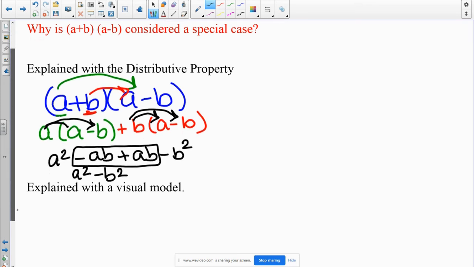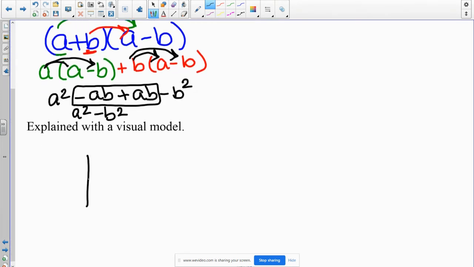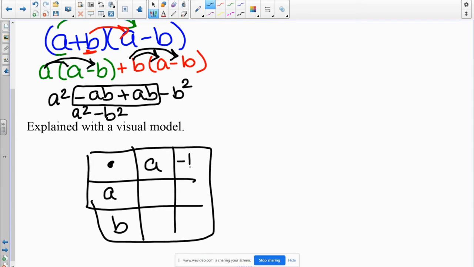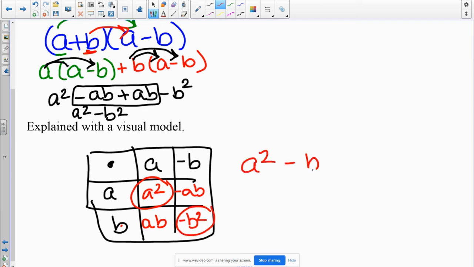Okay, let's look at that with the area model for my visual learners. So make a quick table here. Sorry, it's sloppy. We get a and a positive b here. We get a and a negative b here. So a times a is a squared. A times negative b is negative ab. A times b is ab. And negative b times a positive b is a negative b squared. Again, we have our a squared. We have our negative b squared.